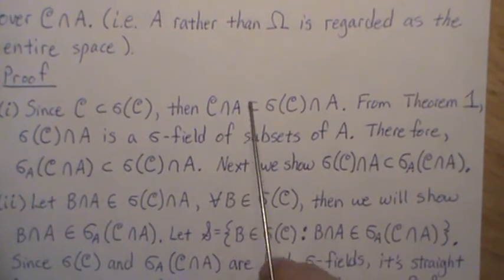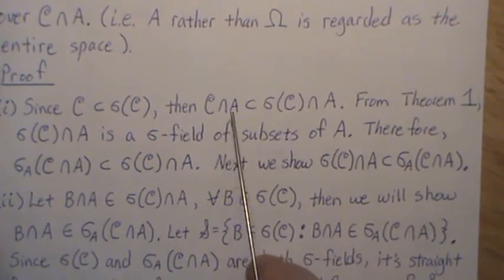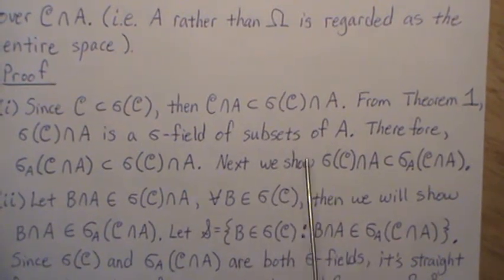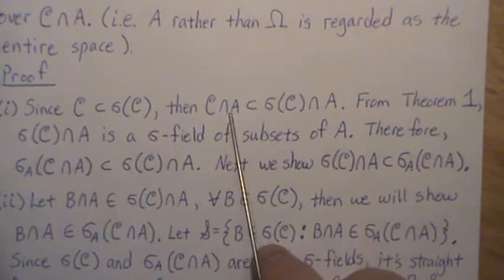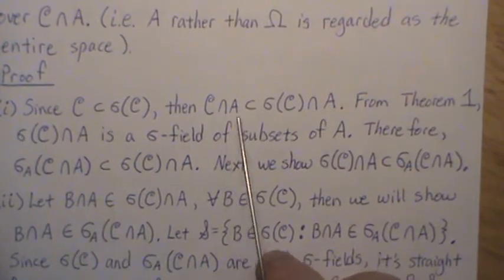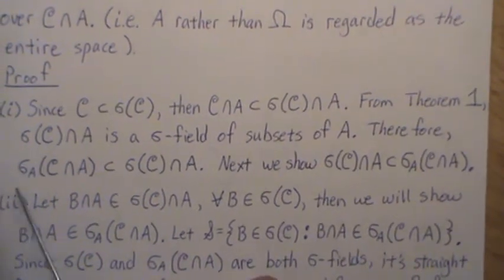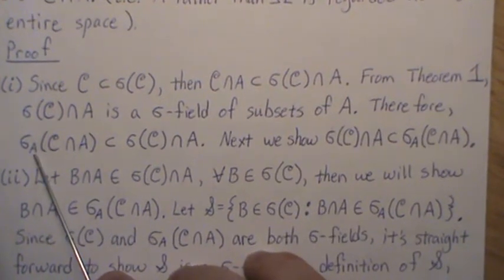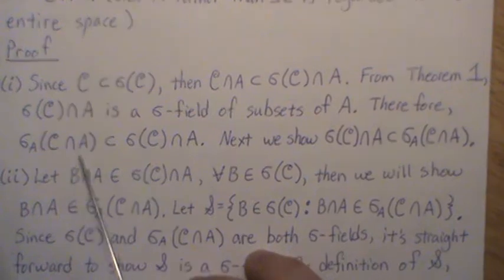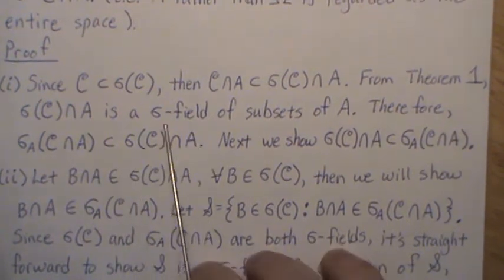Therefore, if we generate a sigma field from these and a sigma field of these with respect to A, then the relationship still holds. This side is a subset of this side. So therefore, the sigma field with respect to A of C intersect A is a subset of this sigma field.